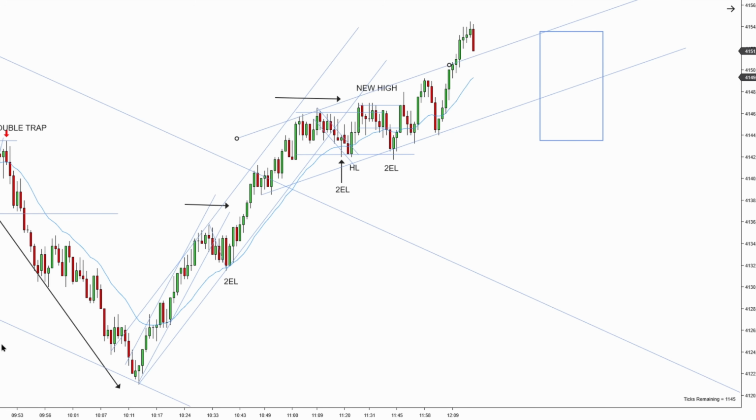And by the way, at this point, I forgot, I already deleted the channel because once you push higher here, it looks like it's invalid. It was a 2-legged pullback. So I'm just focusing on longs. We have an overshoot.